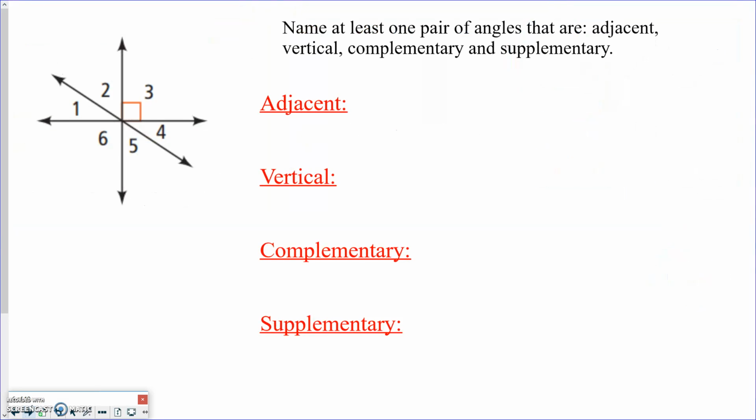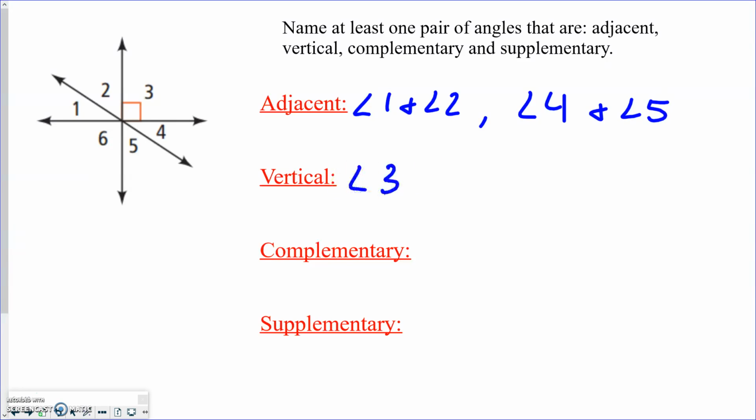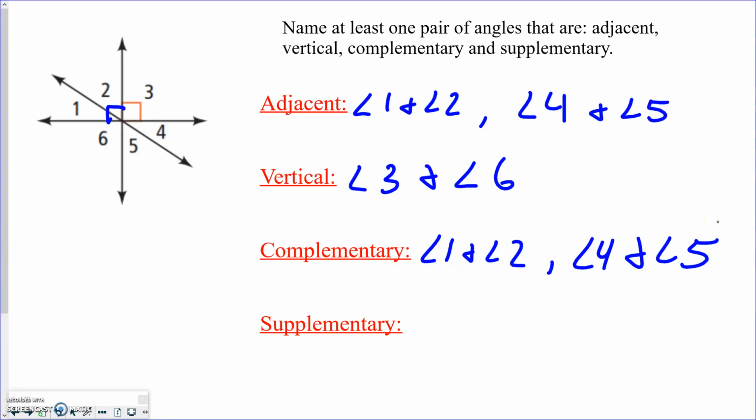Okay, so looking at the picture, name at least one pair of angles that are adjacent, vertical, complementary, and supplementary. So all my adjacent angle pairs, I've got angle 1 and angle 2 are adjacent, and angle 4 and angle 5 are adjacent. That's all I see there. Vertical, you have angle 3 and angle 6, because they are opposite, they're across from one another. Complementary, ones that add up to 90. Angle 1 and angle 2 will sum to 90 degrees because they're next to a right angle. As well as angle 4 and angle 5 are supplementary to one another.